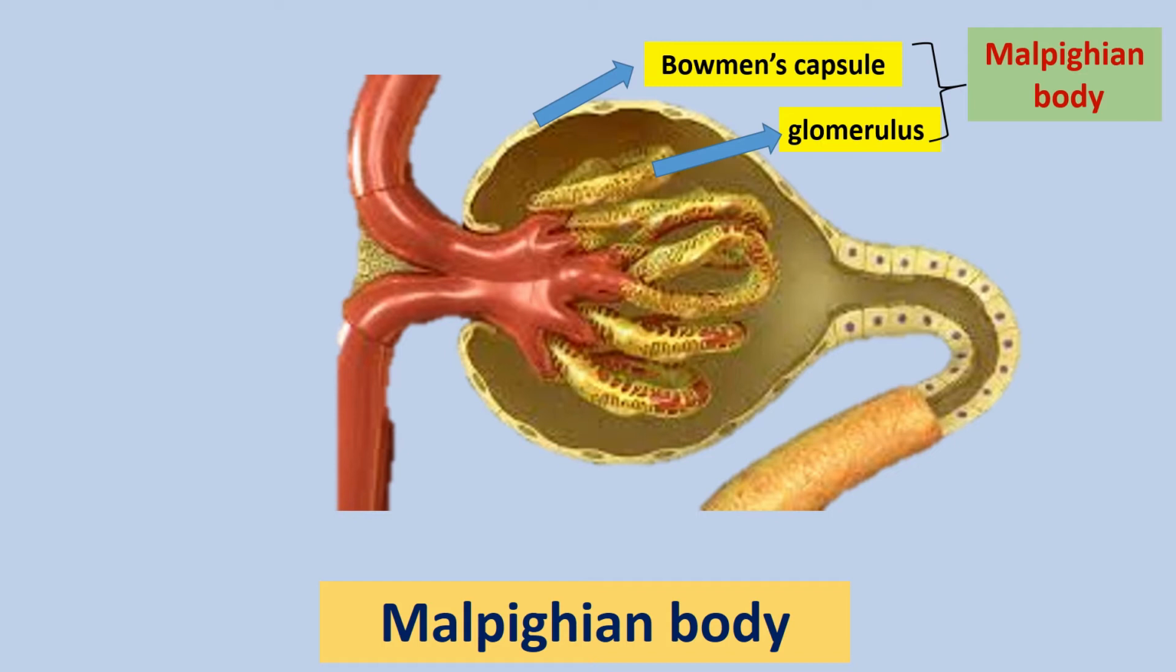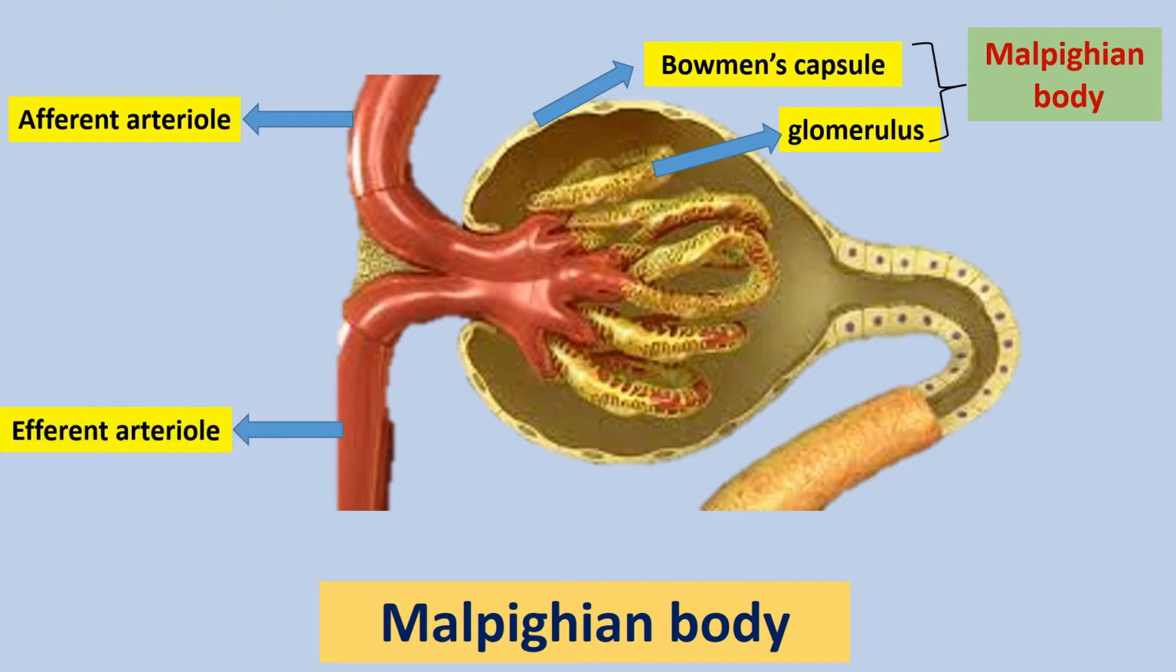The renal artery, on entering the kidney, divides into many arterioles. Each arteriole enters a Bowman's capsule as an afferent arteriole. After entering the Bowman's capsule, the afferent arteriole forms a bunch of blood capillaries, forming a glomerulus, and then it comes outside as an efferent arteriole. The diameter of the efferent arteriole is less than that of the afferent arteriole.